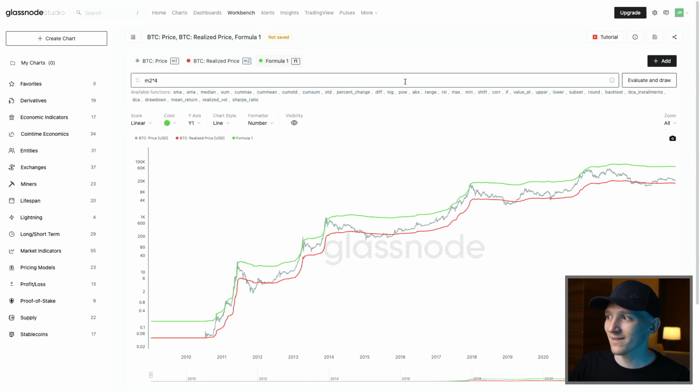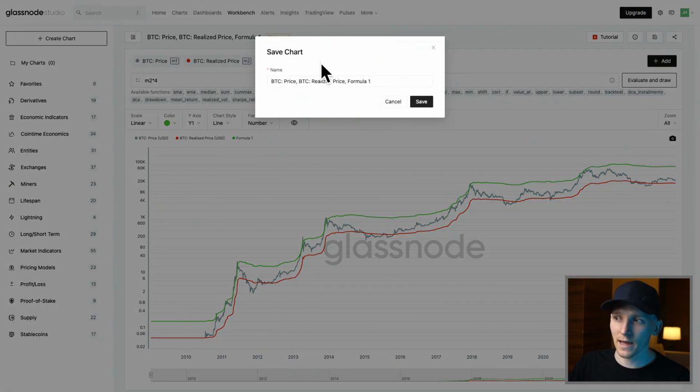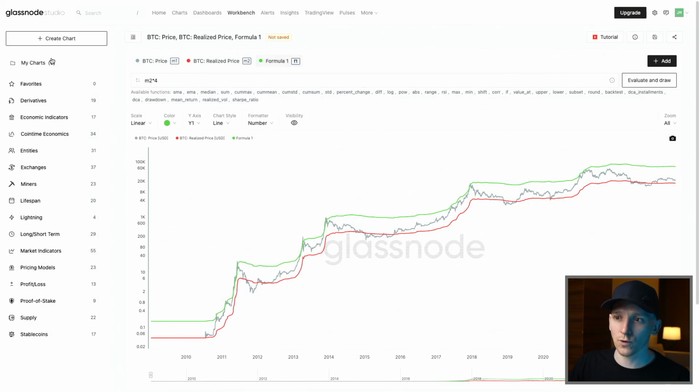Now what we can do here is save this chart. So you can see it says not saved. We just want to make sure that we save it. So you can come up here and save, name it anything that you want, and that will be in your charts right here.